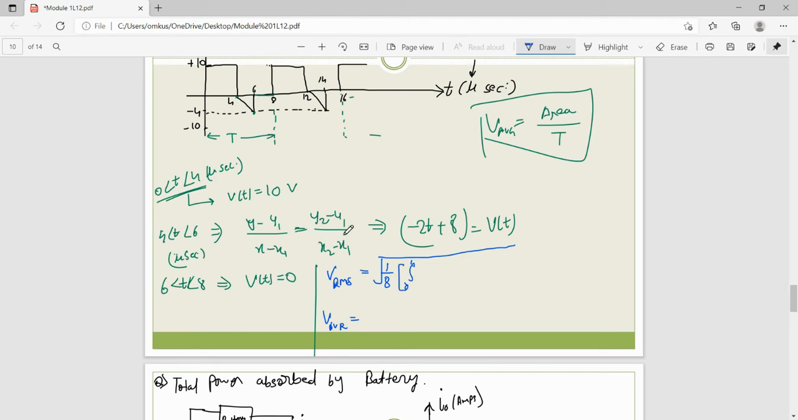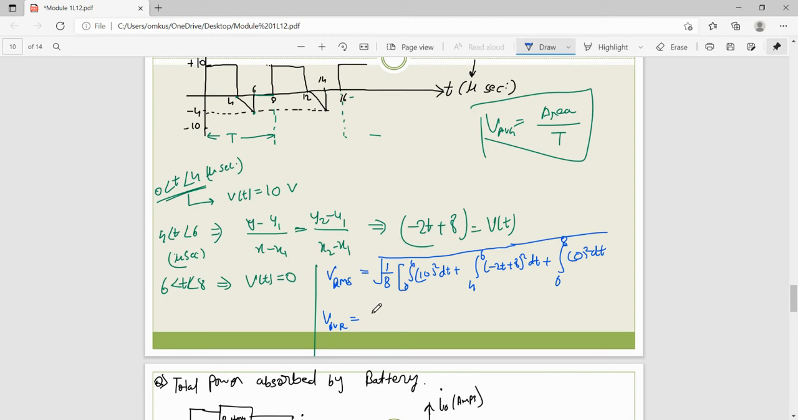What is the expression for 0 to 4? It is 10 volt, right? So take the square of that, 10 squared dt, plus the second, 4 to 6. What is the expression for 4 to 6? It is minus 2t plus 8, squared, dt, plus the integration of 6 to 8, which is nothing but 0. So 0 squared dt, no need to write it. Okay, for this we skip this term.